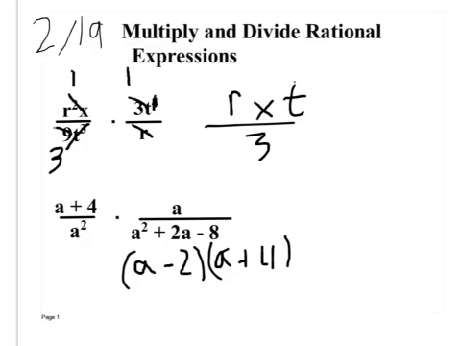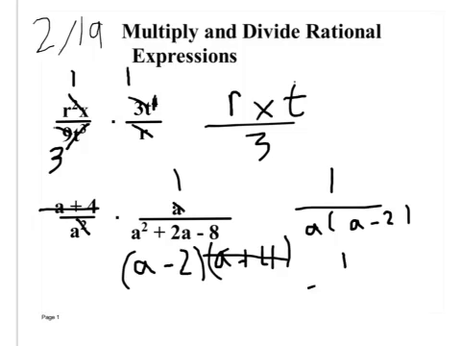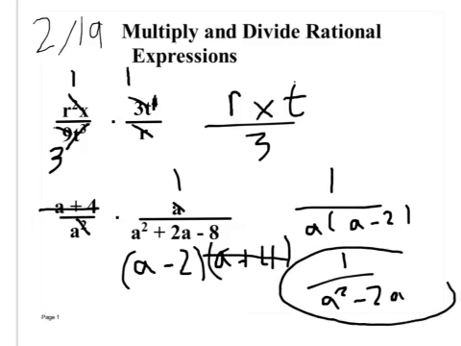Now, can I get rid of a plus 4 and a plus 4? Yeah, sure can. Anything else cancel? What cancels, Shane? A and a squared. Okay, so what's on top? 1. What's on bottom? A and a minus 2. There you go. Now, you can go ahead and distribute the a. Get a squared minus 2a. That'll probably be the answer in the book.